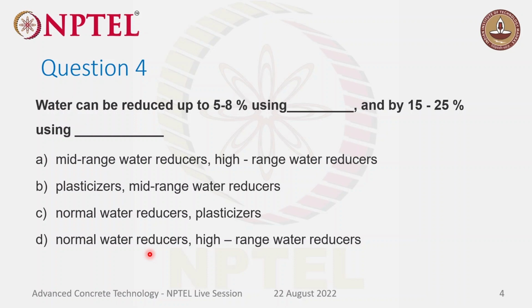Water can be reduced by up to 5 to 8% using which type of water reducers, and by 15 to 25% using which type of water reducers? There are three options totally: normal range, mid range, and then high range. 5 to 8% water reduction. Let me start the timer for 1 minute. Please type your answers. I want everyone to type the answers because it's a very easy question. 5 to 8% of water reduction will be achieved with which type of water reducers? And then 15 to 25% of water reduction can be done with which type of water reducers?